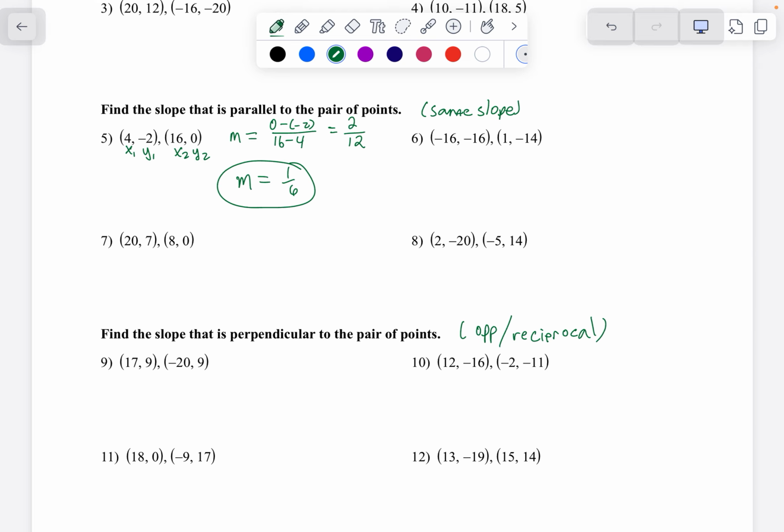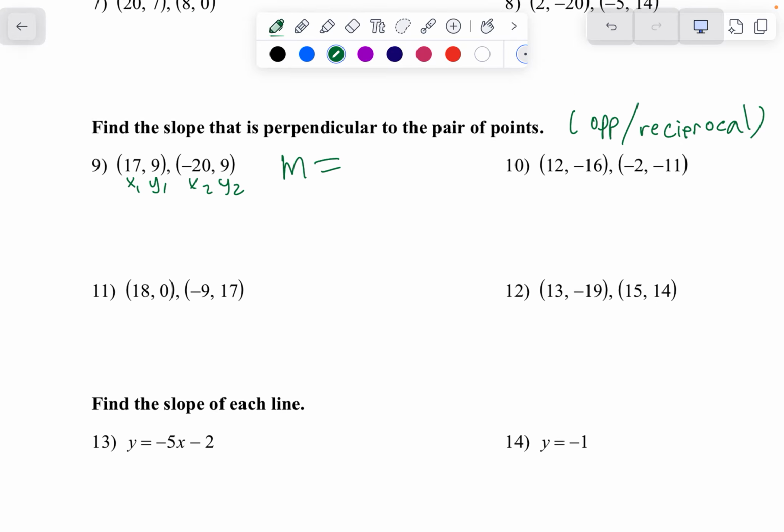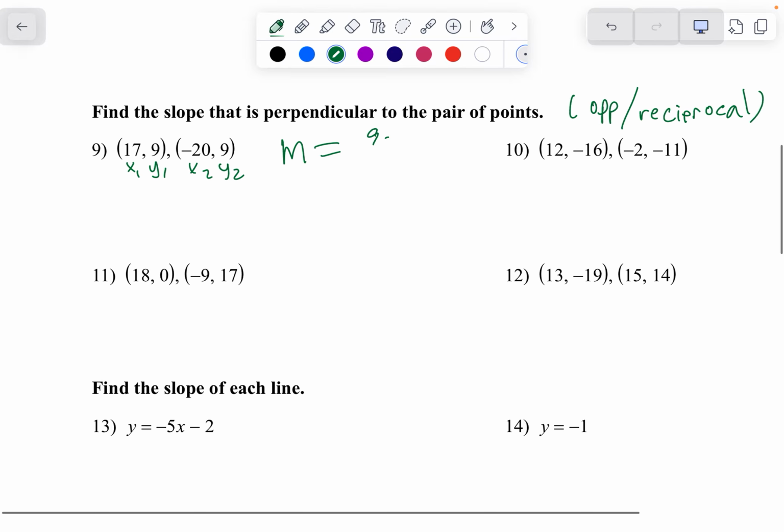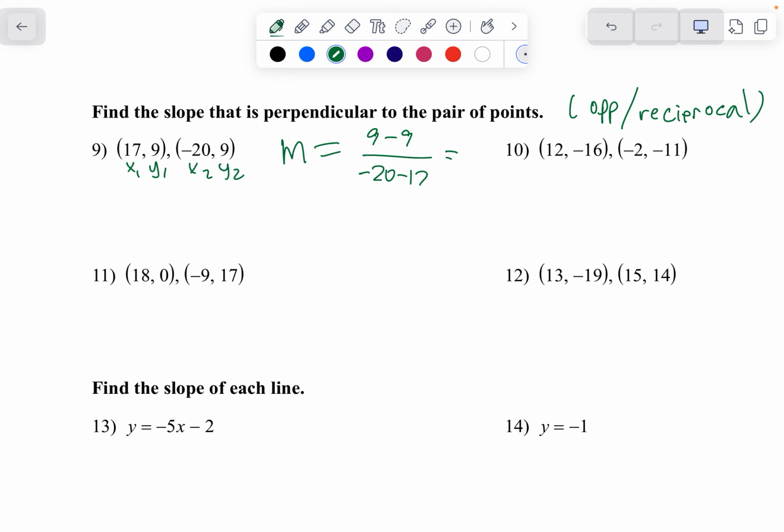Okay? So let's do 9 together. We still have to do the calculation for our slope using our slope formula. So label your points, x1, y1, and x2, y2. Now, it really doesn't matter which you call x1, y1, or x2, y2. I just kind of go from left to right and whatever happens, okay? So our slope for number 9 is 9 minus 9 over negative 20 minus 17. So we get 0 over negative 37.